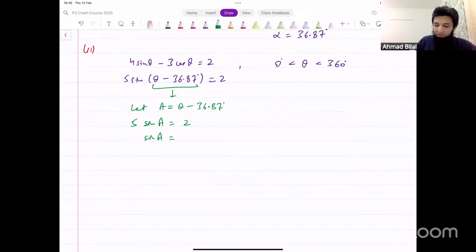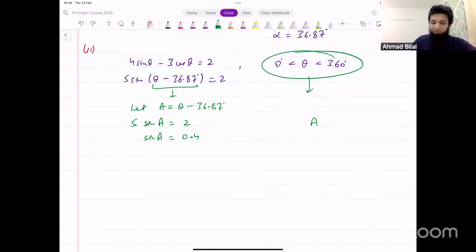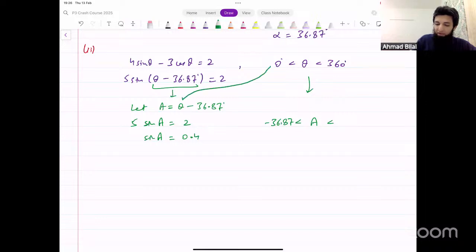of A equals 0.4. Now, when you use the substitution, you also have to make sure that you adjust the interval accordingly. If you're solving the equation in terms of A, the interval also has to be for A. Right now, it's for theta. So what is A going to be? Input 0 in place of theta. A is going to be between minus 36.87, because that's the value of A that we get when we input theta equal to 0 here. When we input theta equal to 360, we get 360 minus 36.87, which is 323.13. So A has to be between these two values.